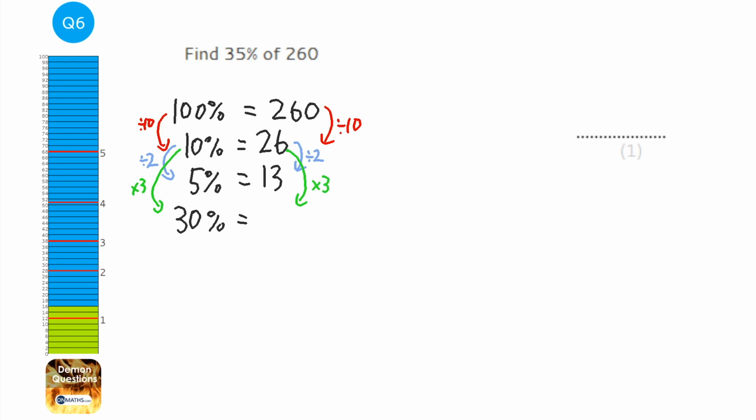And I can just do it over here. 30%. I want 26 times by 3. So 3 times 6 is 18. 3 times 2 is 6, plus the 1 is 7. So that's going to be 78.